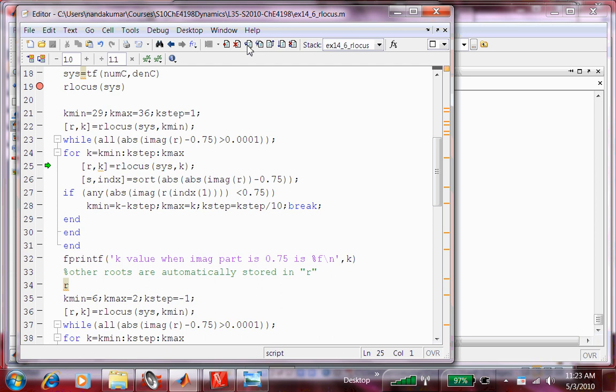Now what do you think the value of k is? 30. It's going for the next value, and it hasn't noticed a sign change. It hasn't crossed the 0.75. Now it is doing a value of 34. Now it has crossed. Between 34 and 35, we already saw the sign changes. So it is coming into this loop, it has detected it has gone from 0.745 to maybe 0.755. It has changed. So now I need to go back and reset k min, k max and the k step. Now where do you think it will go? Where should the loop go back?